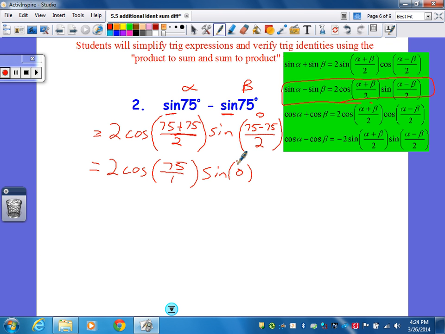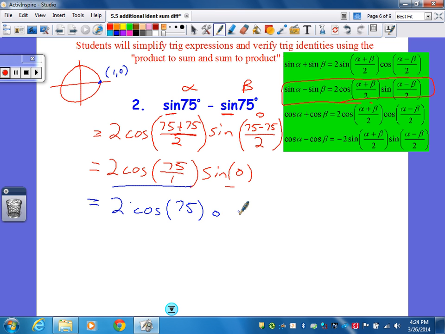Well, right away I can tell myself sine of 0. What's sine of 0? Look back at my unit circle. Sine of 0 is right here. Well, we know that's 1, 0. So it's just sine of 0 is 0. So anything times 0 is 0. So it's just going to be 2 cosine 75 times 0 is equal to 0. So that would be your answer simplified.